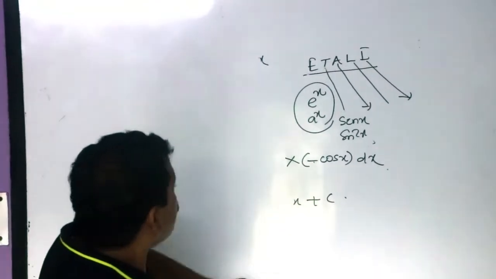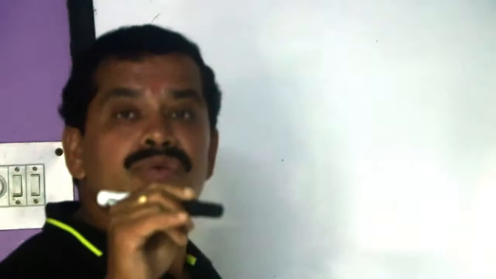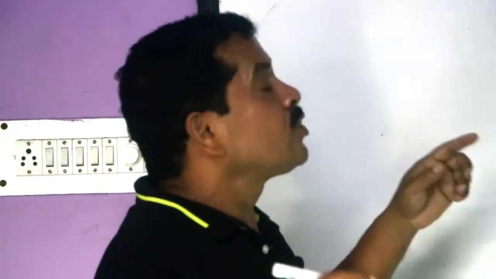Next, suppose another example, integral of tan inverse x dx. Here there is only one function, that is tan inverse x. We cannot integrate tan inverse x directly. We have to use integration by parts, so we have to choose another function.